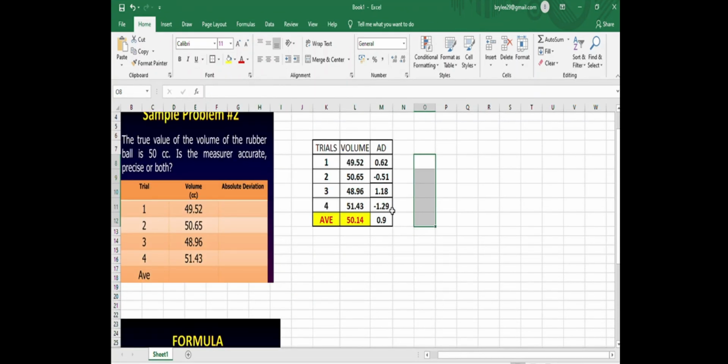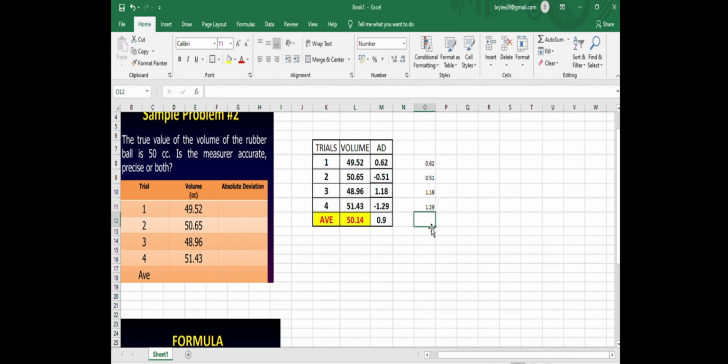Since we're done solving for the absolute deviation values, for getting the average absolute deviation, what we are going to do is copy the values that we have here for trials 1 to 4 for the absolute deviation. So let's copy the values. Right click, then copy, paste it on the other side, then paste values. As you can see, we're just going to remove the negative sign for trial 2 and trial 4 so that we can solve for the absolute deviation. So with that, let's remove it.